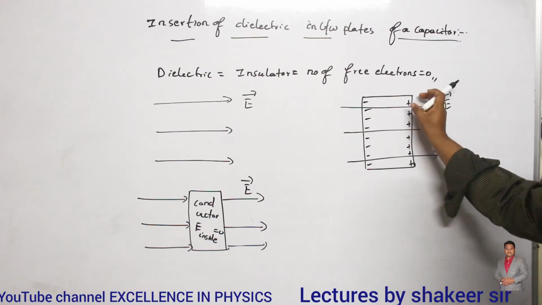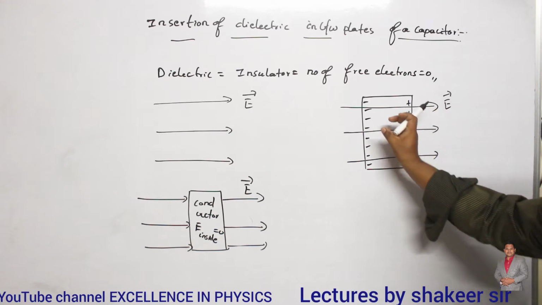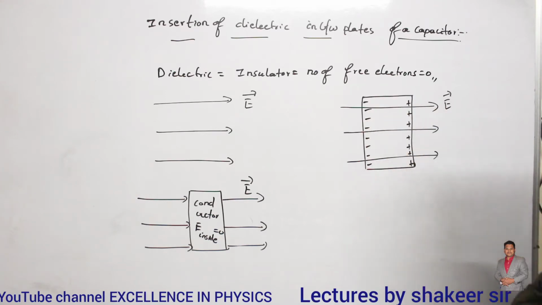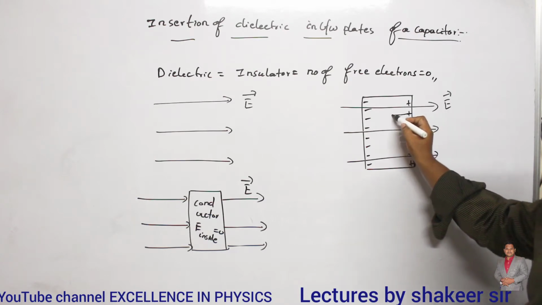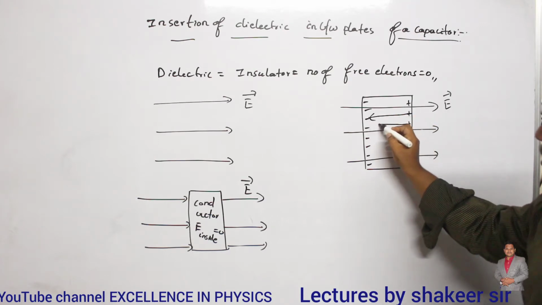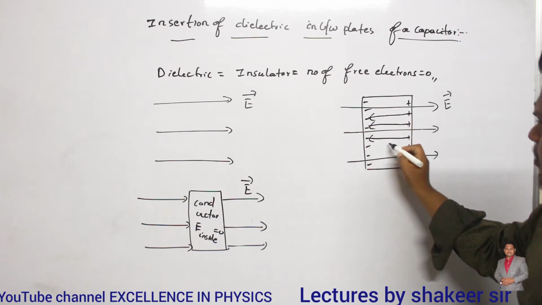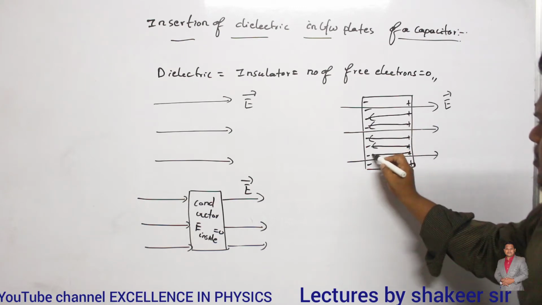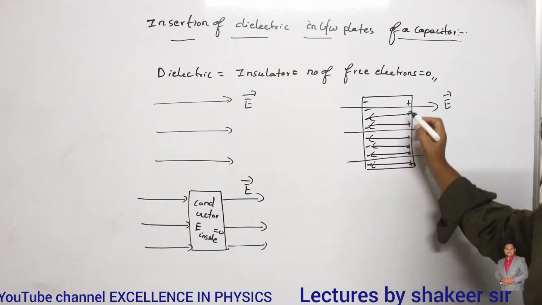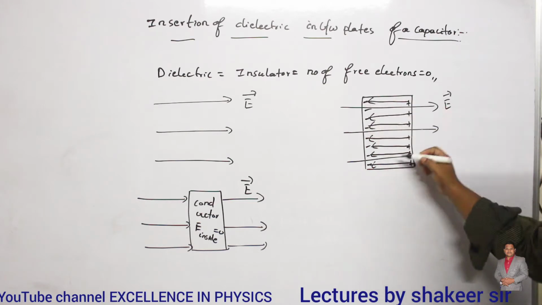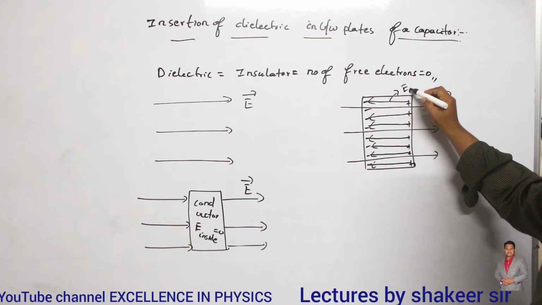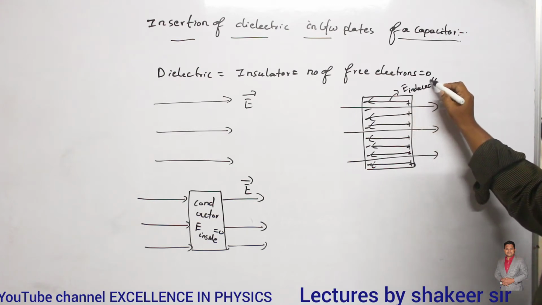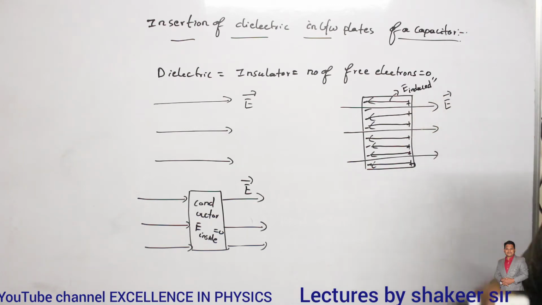Now this side has become the positively charged side and this has become the negatively charged side. Therefore, another electric field is developed inside the volume of this conductor. What is this electric field called? This is called E-induced, the induced electric field.